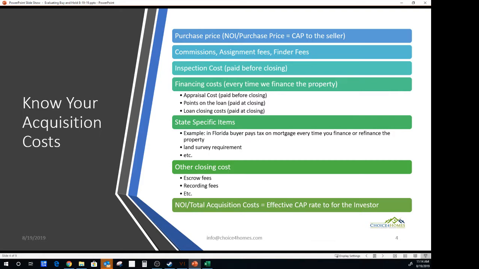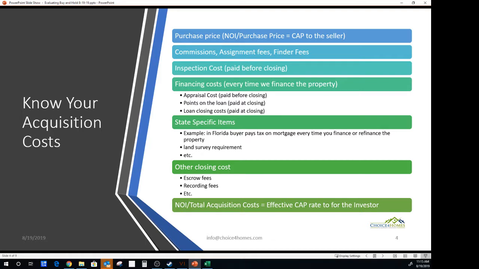And how to do that: figure out who you're going to use for closing. It should be somebody local to Florida or somebody nationwide who knows Florida. Call them and ask them what the closing costs are going to be, and they'll tell you. That's a simple phone call. So, other closing costs: escrow fees, recording fees, stuff like that.